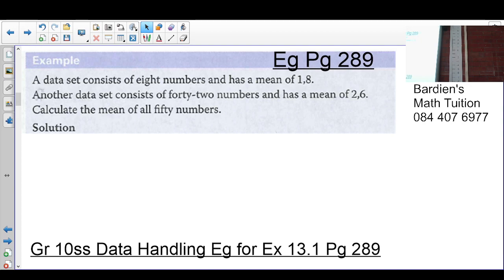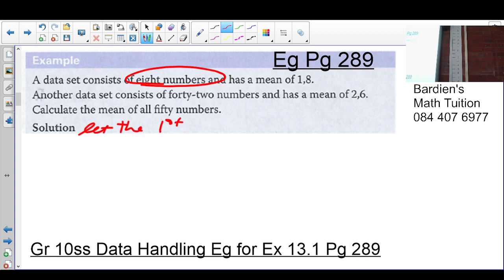So how did they calculate that? They added all the numbers and divided by 8. Then the answer was 1.8. So let this set of 8 numbers be x. So we say, let the sum of the first 8 numbers be x. So it's going to be x over 8 is equal to 1.8.